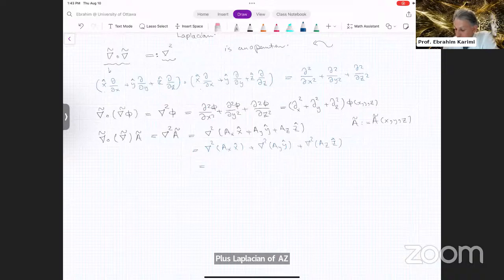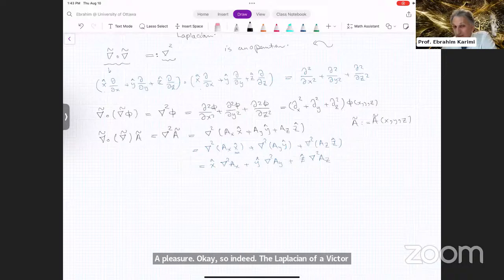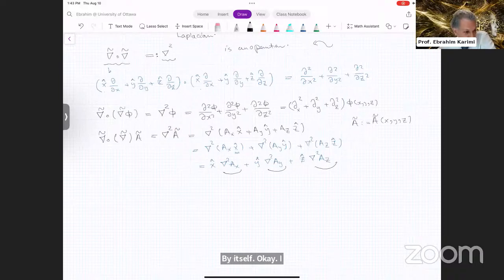And the Laplacian is a derivative. Remember, it is a second order derivative. x hat is a constant, so it will be outside of this. It will be x hat Laplacian of AX plus y hat Laplacian of AY plus z hat Laplacian of AZ. Okay, so indeed, the Laplacian of a vector will be a vector in which each component is a Laplacian by itself. Okay, and that's also important. Okay, good.